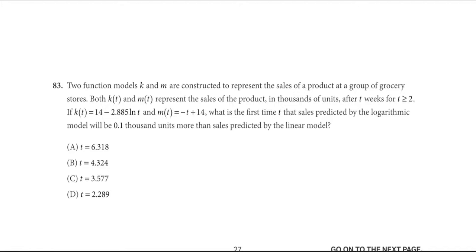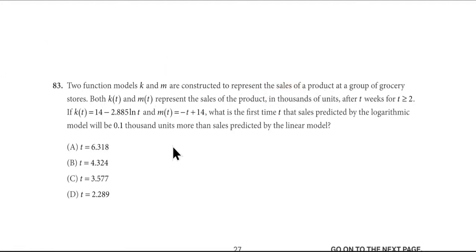Both K and M represent the sales of the product in thousands of units after T weeks, where T is greater than or equal to 2. K is given as a logarithmic function and M is given as a linear function. So what is the first time that sales predicted by the logarithmic function will be 0.1 thousand units more than the sales predicted by the linear model? And these are predicting the sales, right?